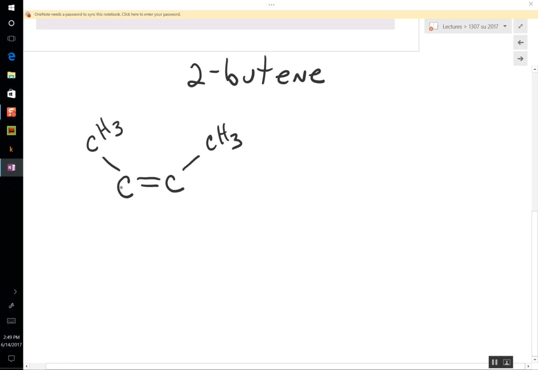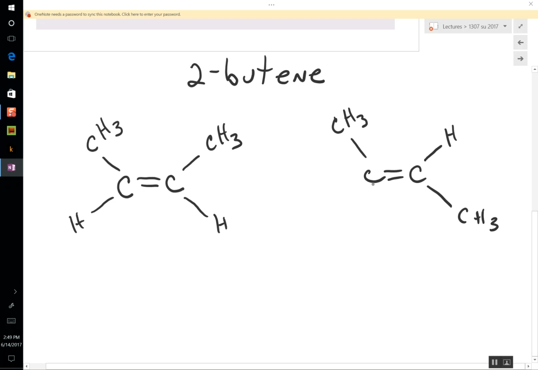And if I look at this carbon here, it has 1, 2, 3 bonds around it. So what do I need to put here? A hydrogen. And this needs a hydrogen. This is also 2-butene.